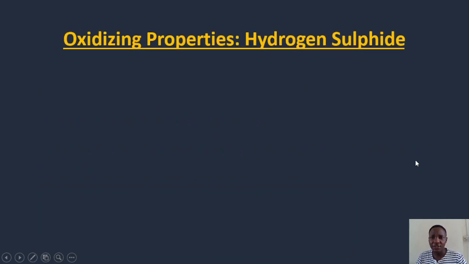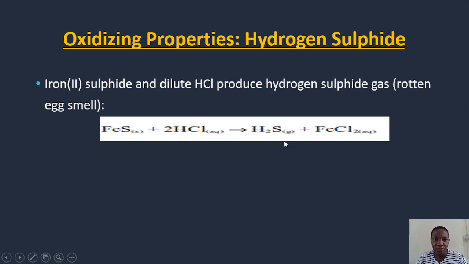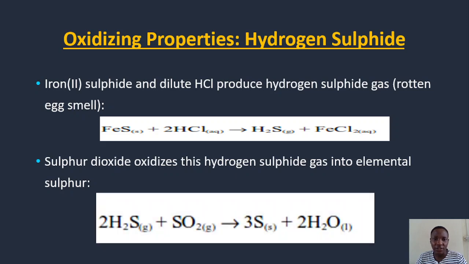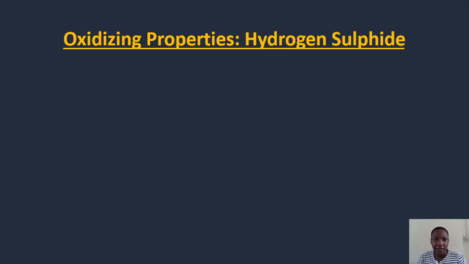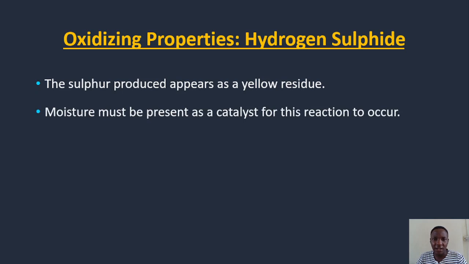Now, the oxidizing properties, talking about hydrogen sulfide. Iron(II) sulfide and dilute hydrochloric acid produce hydrogen sulfide gas, with the rotten egg smell, as you can smell it. As you can see the reaction, how it occurs. Sulfur dioxide oxidizes this hydrogen sulfide gas into elemental sulfur. As you can see the reaction, how it occurs.